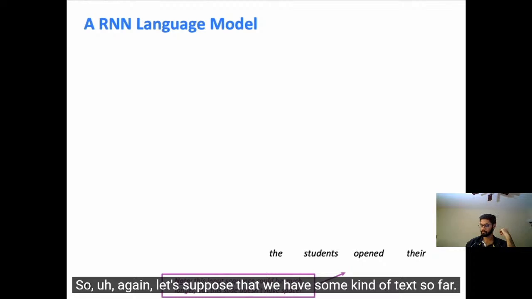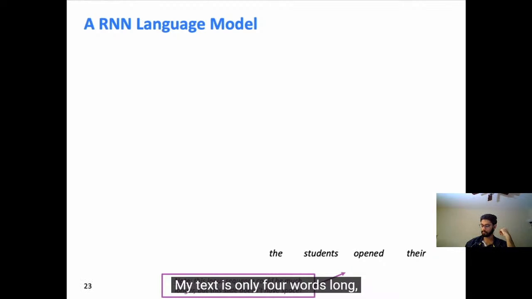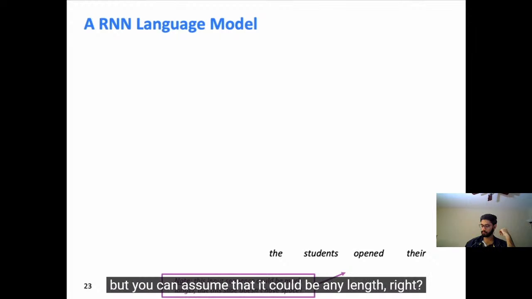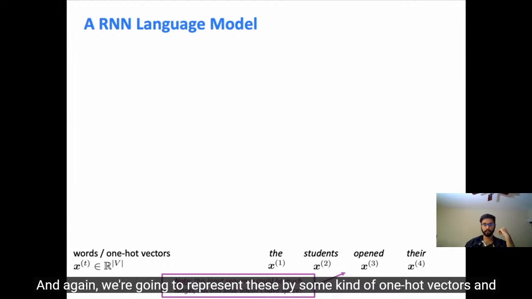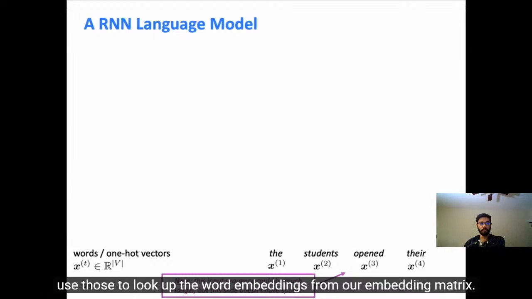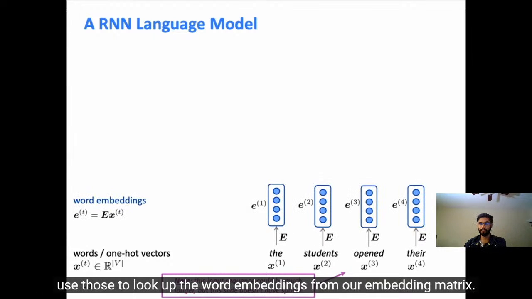Again, let's suppose that we have some kind of text so far. My text is only 4 words long, but you can assume that it could be any length. It's just short because we can't fit more on the slide. So you have some sequence of text which could be quite long. Again, we're going to represent these via some kind of one-hot vectors and use those to look up the word embeddings from our embedding matrix.